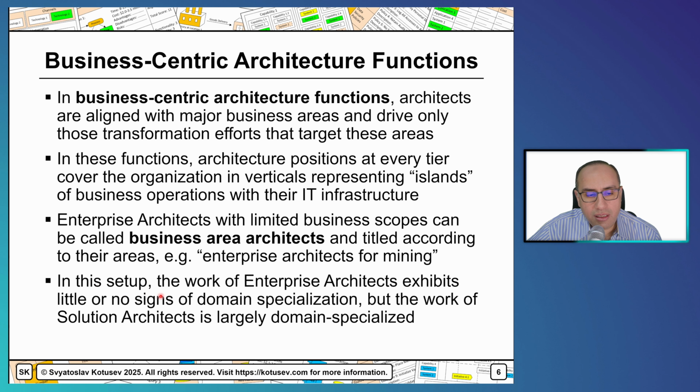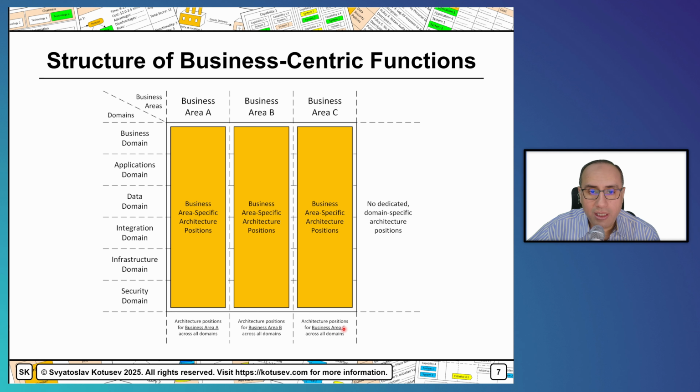In this setup, the work of the enterprise architect exhibits little or no signs of domain specialization, but the work of the solution architect is largely domain specialized. And let me show you how it is shown here. Here, as you can see, business area A, business area B, and C.